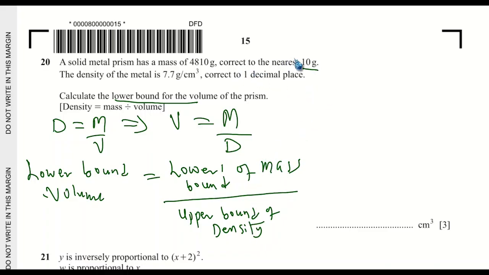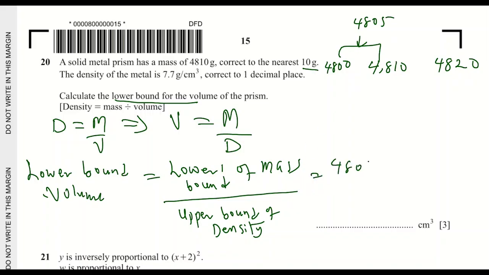So let's start with the mass. The mass is 4,810 and it is correct to the nearest 10 grams. So the next one will be 4,820 and the one before will be 4,800. So we need the lower bound. The lower bound is the midpoint here, which is 4,805. So this one equals 4,805.